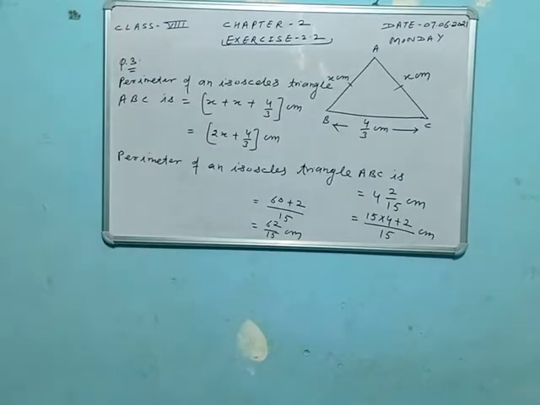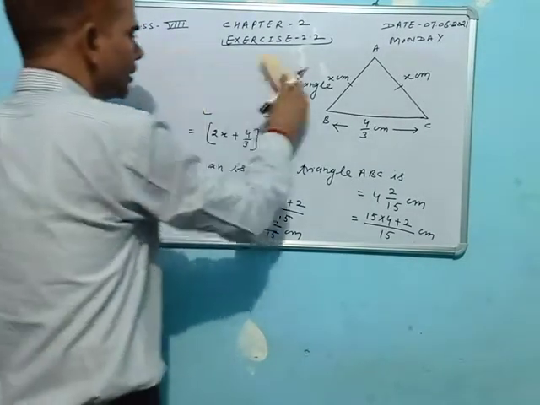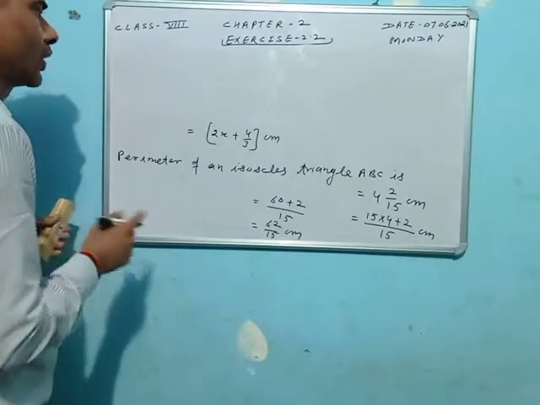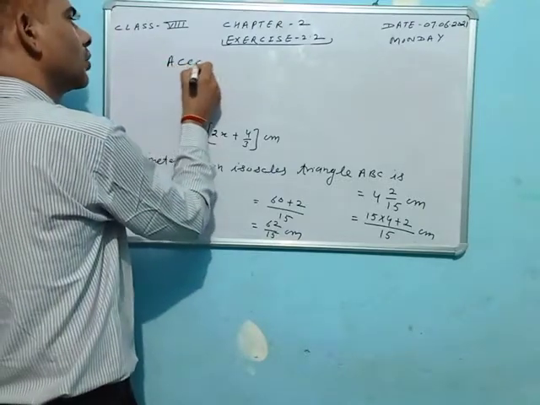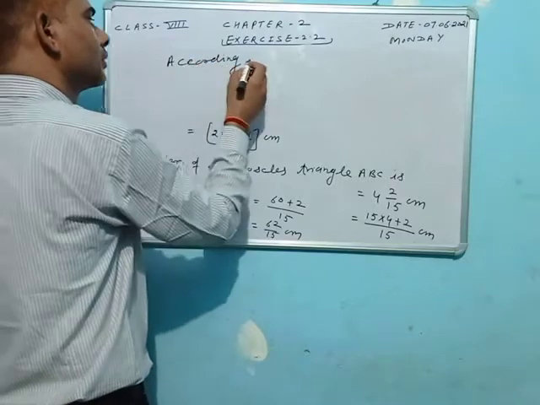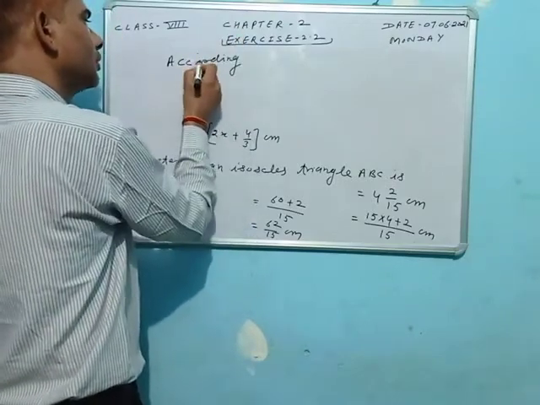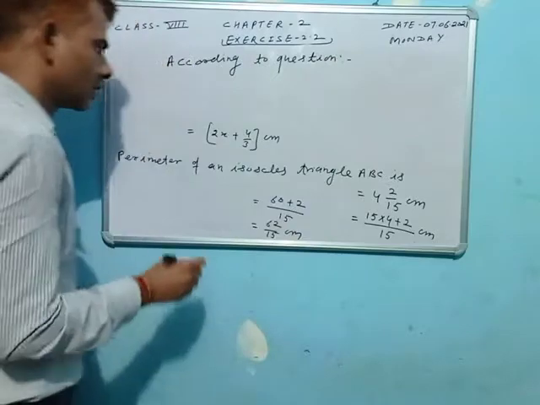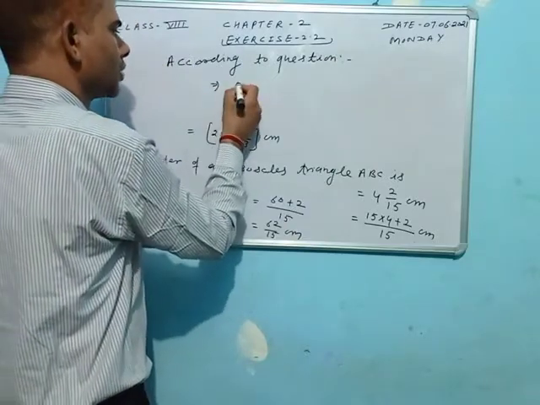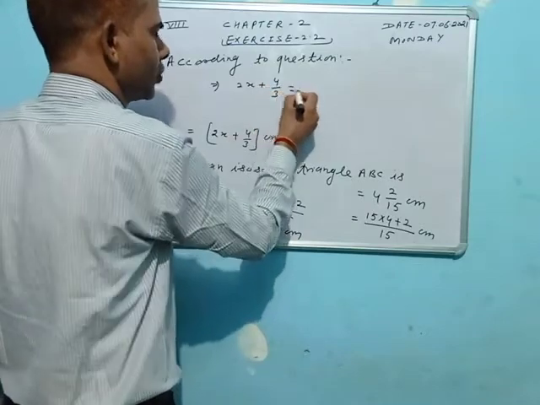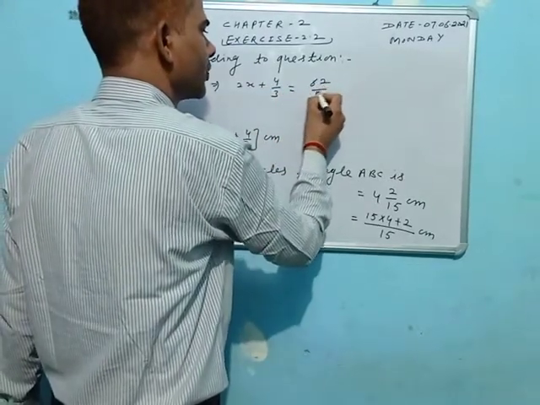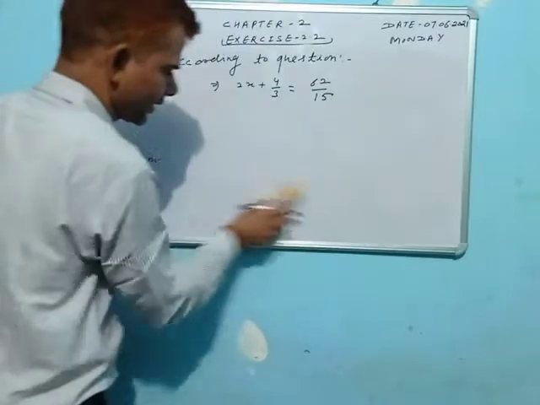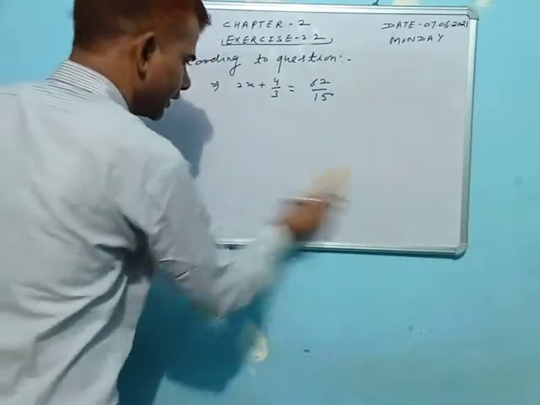Now students, according to the question, 2x plus 4 upon 3 is equal to 62 by 15. Now we have to find out the value of x.